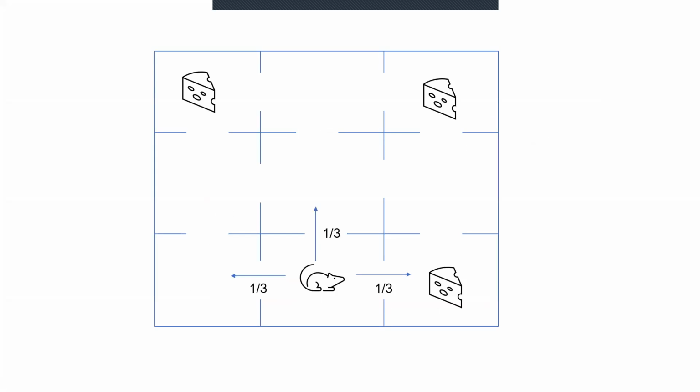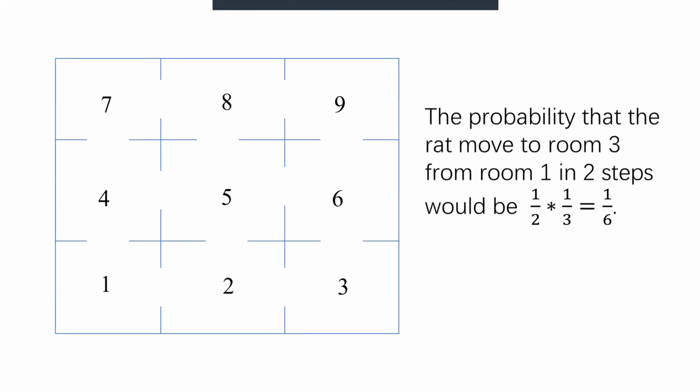The rat moves right. Now the rat has a 1/3 chance of going either up, left, or right. If it goes right, it'll reach the food. So the probability of the rat moving to room 3 from room 1 in 2 steps would be 1/2 times 1/3, which is 1/6. That's the probability of that one route. What if the rat were to turn up instead to go to room 7? That would complicate this problem a little bit.